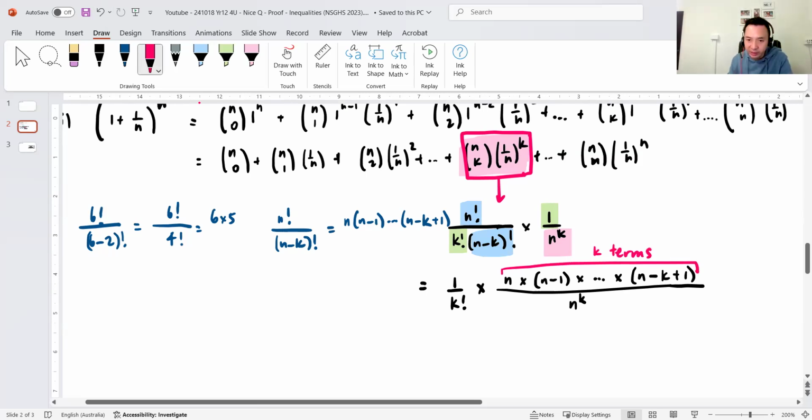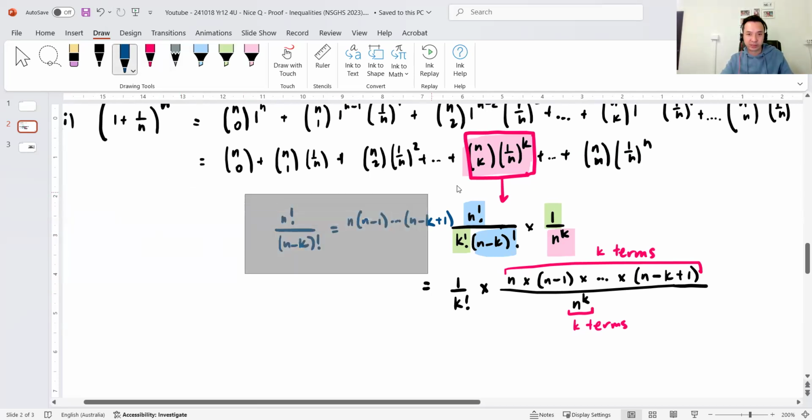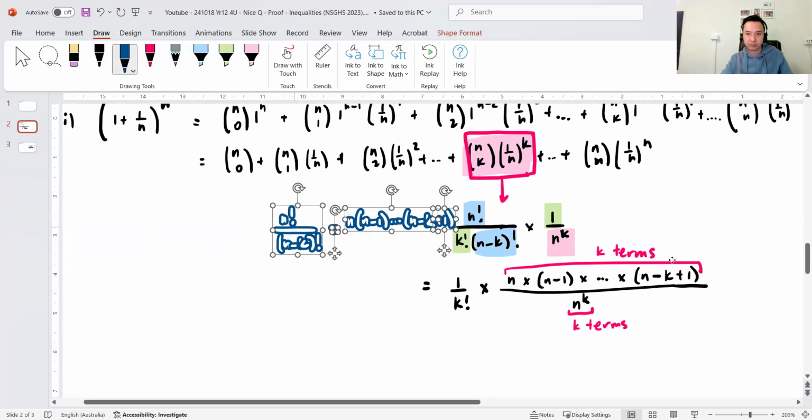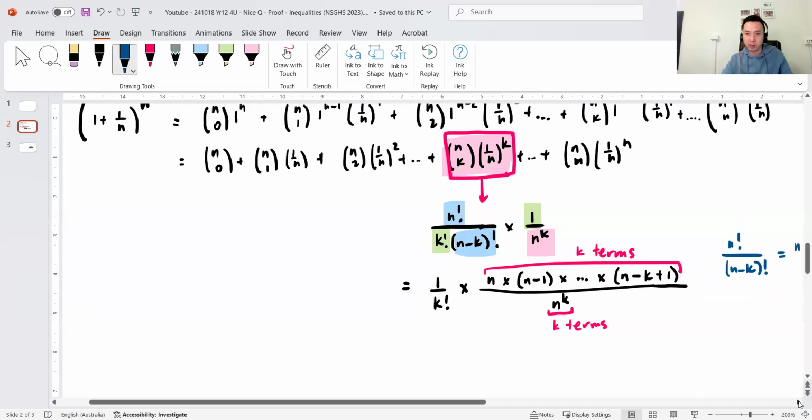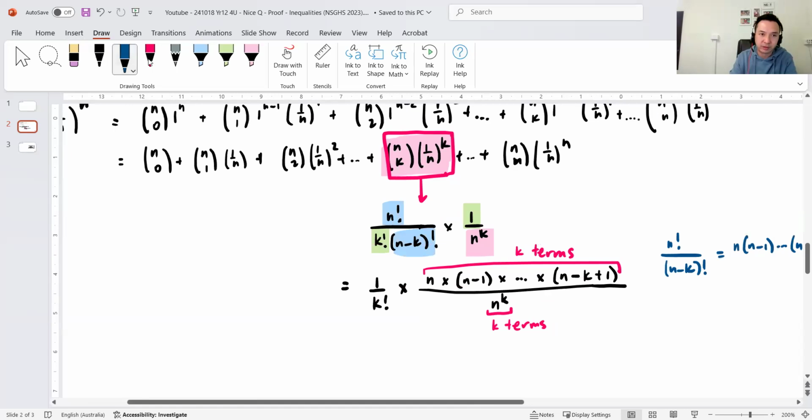Yeah, and because the n to the power k also has k terms, I'm going to do something spectacular. Just to be clear, I'll delete this and show you. I'll retain this theory over here as the top part. For the bottom part, we know that n to the power k is equal to n times n, k times.